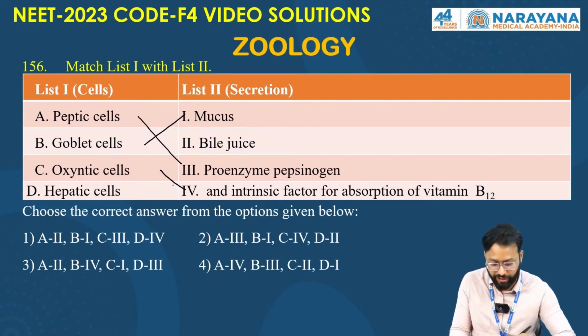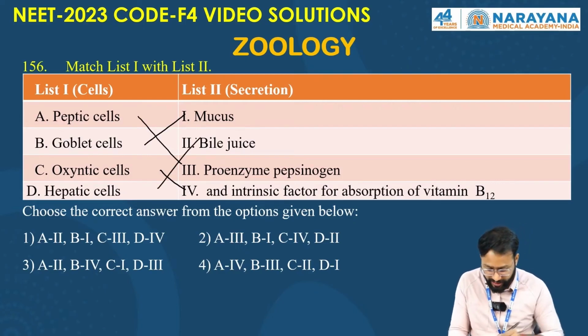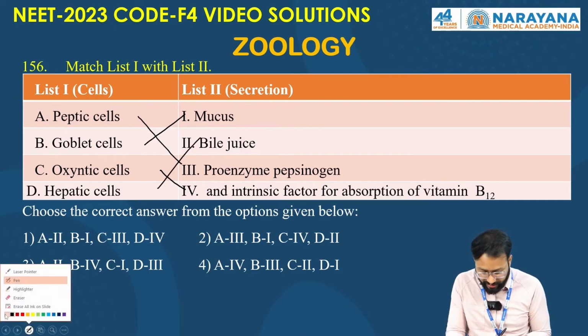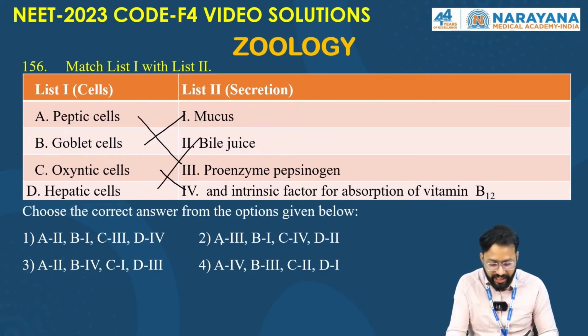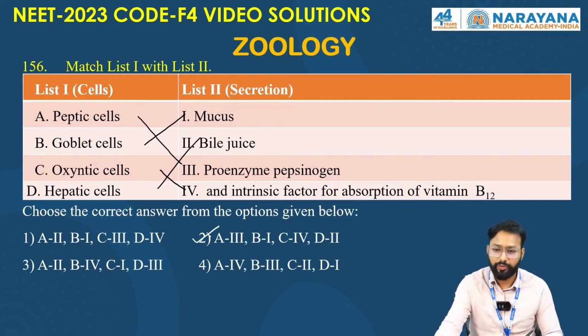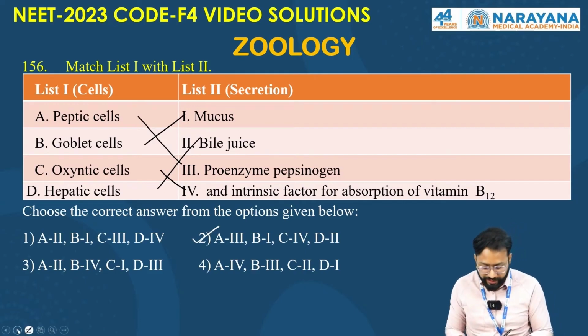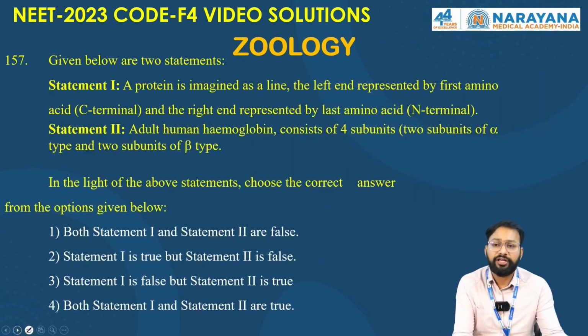They help in the production of bile juice, right? So going with this, the correct option should be A3, B1, C4 and D2. Okay. Moving further to the next question. Over here it is a statement type of question.